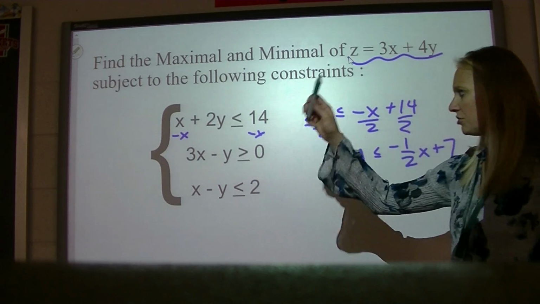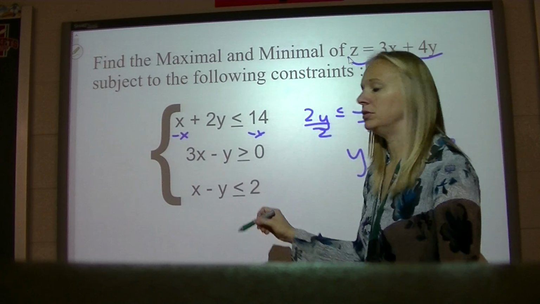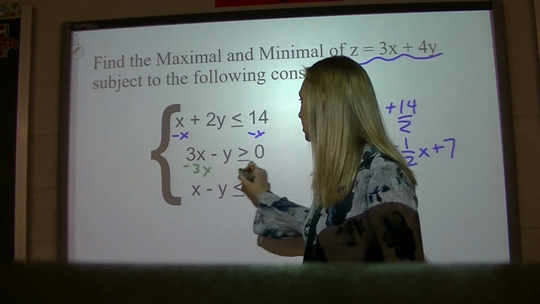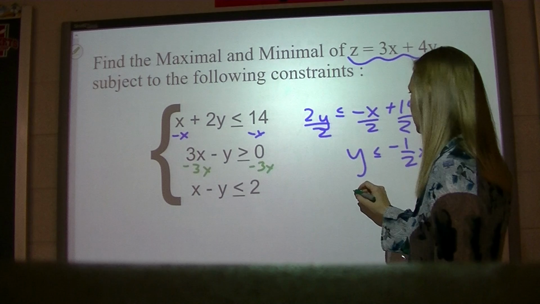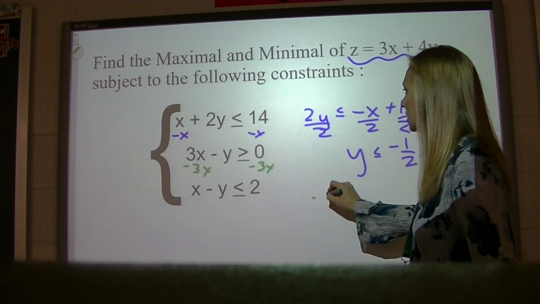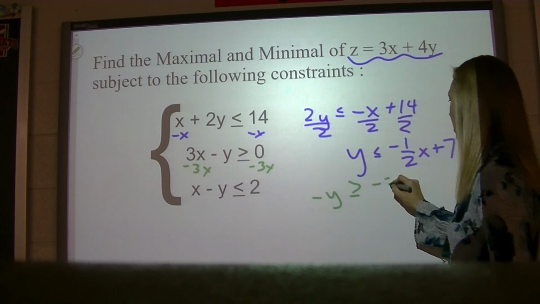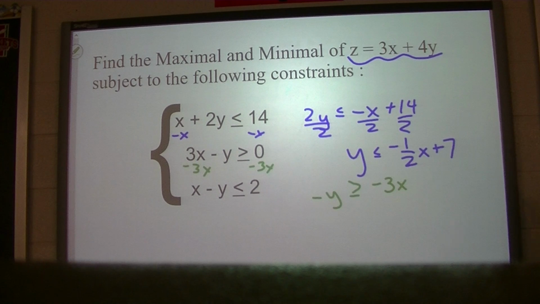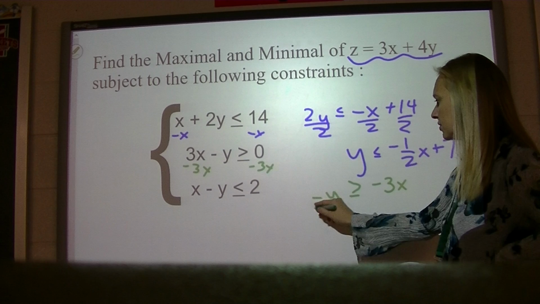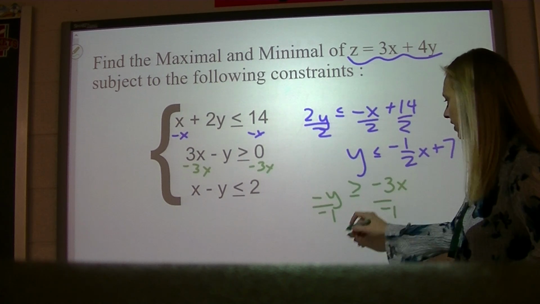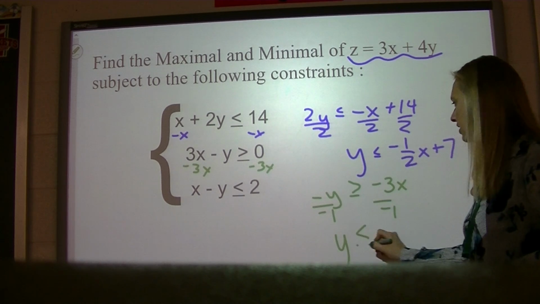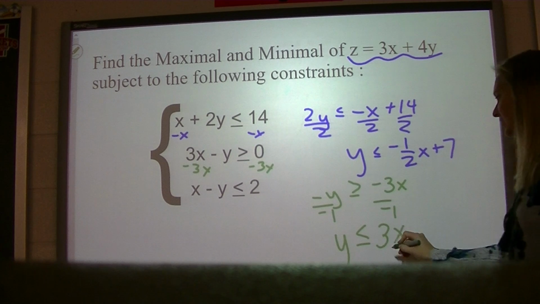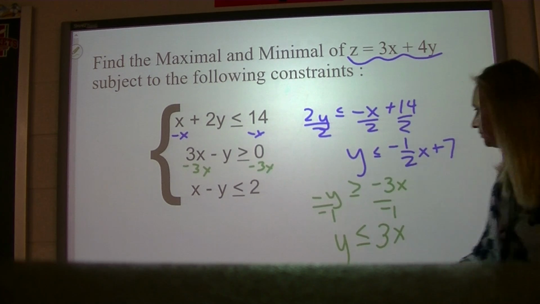And then our second constraint here, same thing, we need to isolate y. So I'll subtract 3x from both sides, so I'll have negative y is greater than or equal to negative 3x plus 0, but I don't need to put that. But again, my coefficient's not positive 1, so I need to divide by a negative 1. Dividing by a negative 1 will flip that inequality, giving me y is less than or equal to positive 3x.